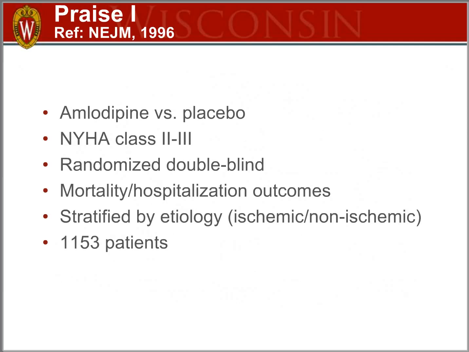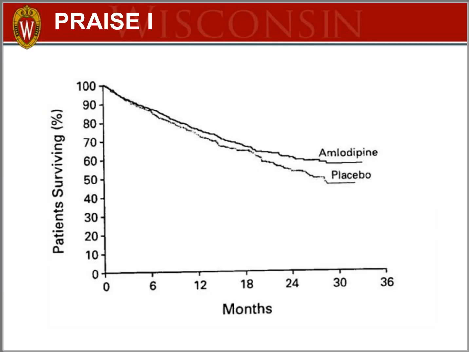PRAISE 1 is a study that I would like to remind you of. This was amlodipine versus placebo, randomized, double-blind, placebo-controlled in a population of heart failure patients. It was stratified by etiology, ischemic versus non-ischemic. 1,153 patients were randomized. Overall, there was a strong trend for a benefit in the mortality curves for those patients on amlodipine. But the p-value was 0.07, not quite significant, not quite strong enough.